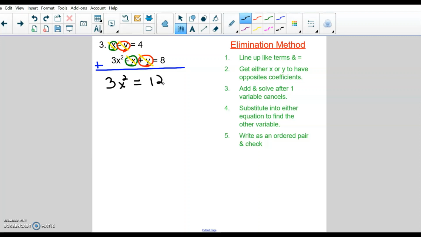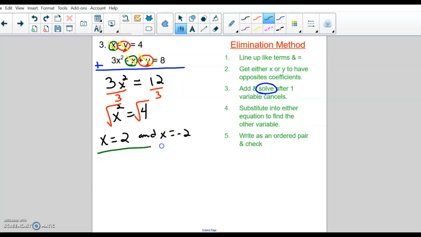So at that point, now that we have things that canceled out, we're just now going to solve the problem. And in this case, this is a pretty quick solving. We divide by 3. x squared equals 4. We take the square root. When you take a square root, you get two answers. You get x equals 2 and x equals negative 2, which gives us different x values, which tells us that we're going to have multiple answers here.